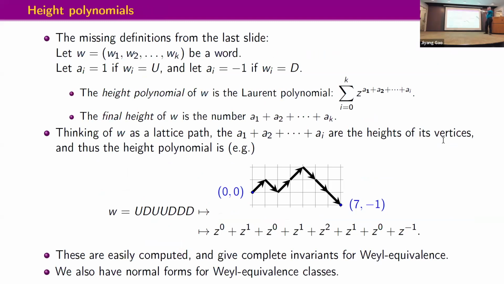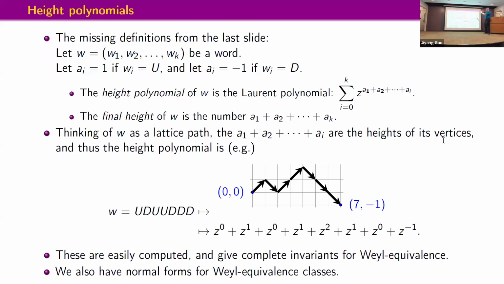So here are the missing definitions from the previous slide. If you've got a word, really just think about this kind of lattice path. I'm told this shouldn't be called the big path and that Igor should be in charge of tracking down the history for us. But you can write down a polynomial that just says, what's the height of each point as you go 0, 1, 0, 1, 2, and so on. And so you have this kind of a Laurent series.